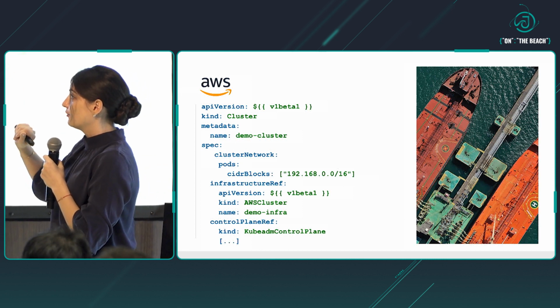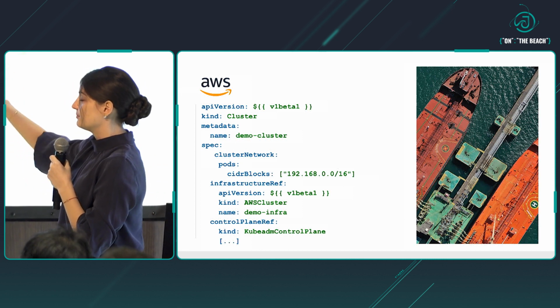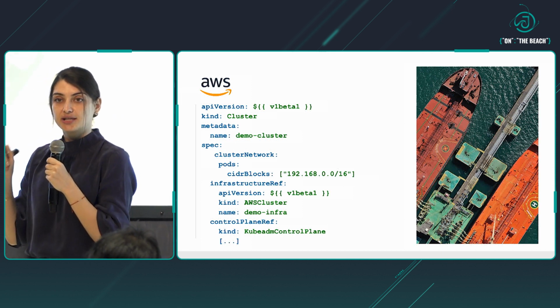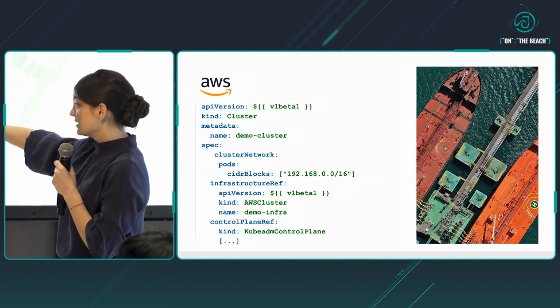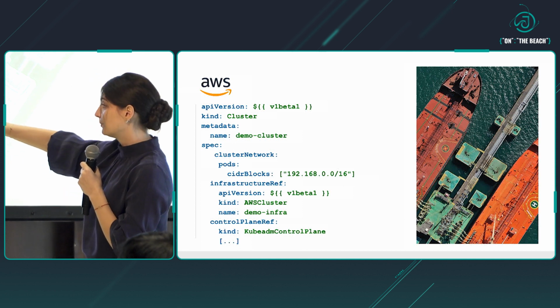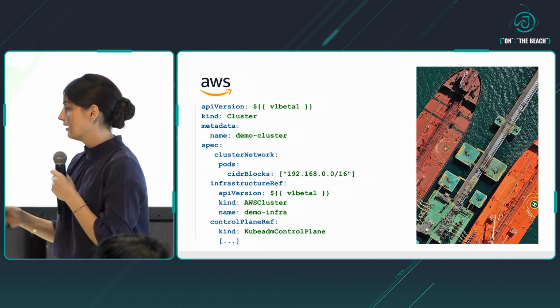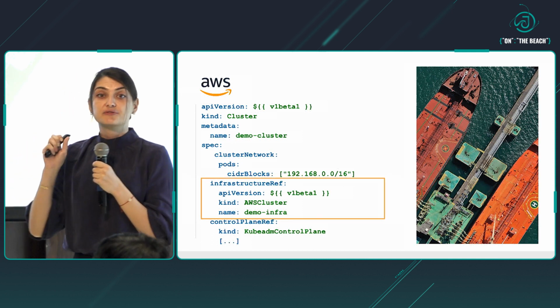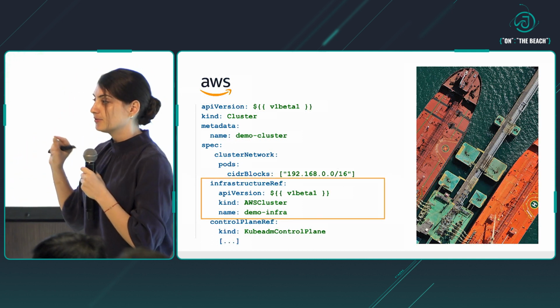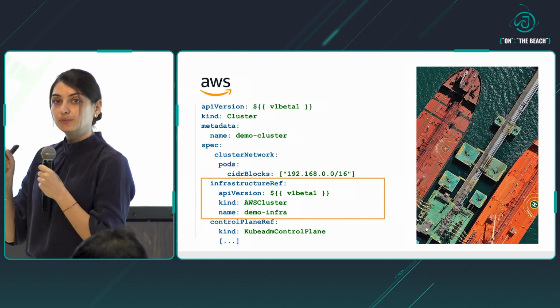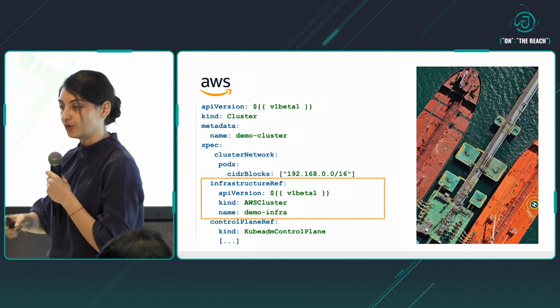So here we have a cluster resource with the name demo cluster. We specify the CIDR for our pods, which is a /16 subnet. And towards the end, you can see that by default, we have a control plane reference attached to our cluster. However, to make the differentiation for cloud providers, I would like to draw your attention towards the infrastructure reference. So here we have an AWS cluster with the name demo infra.